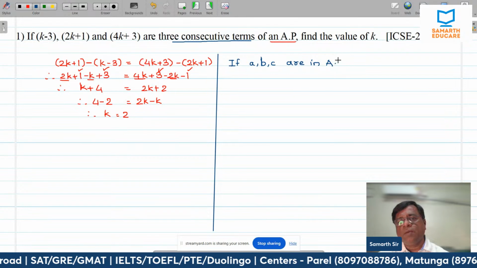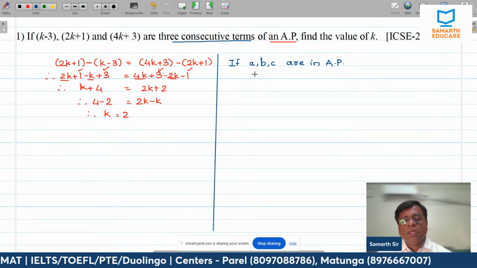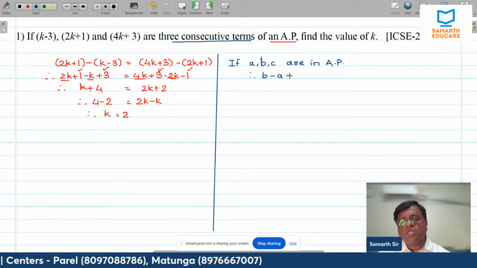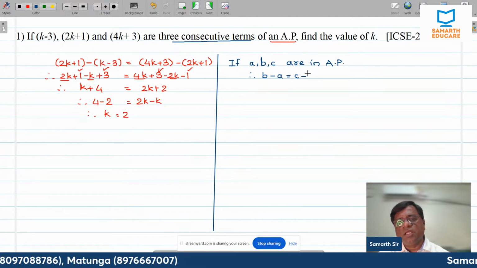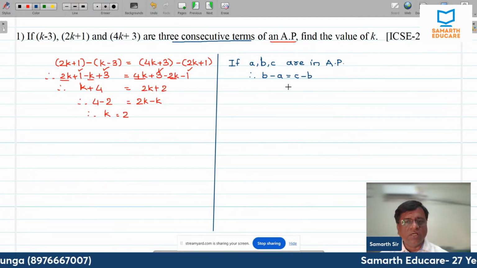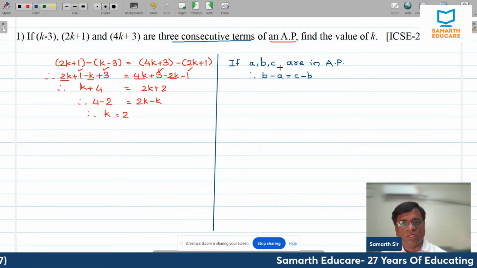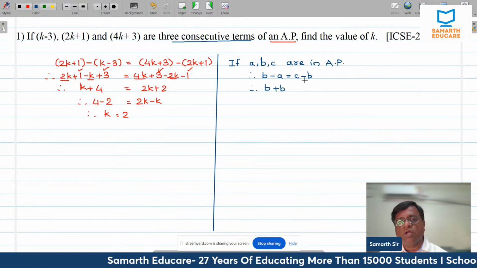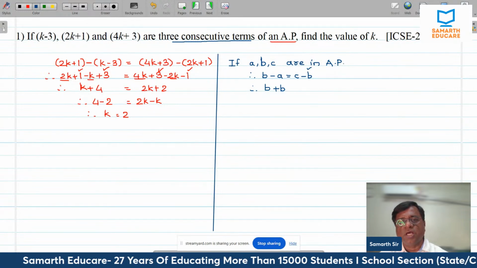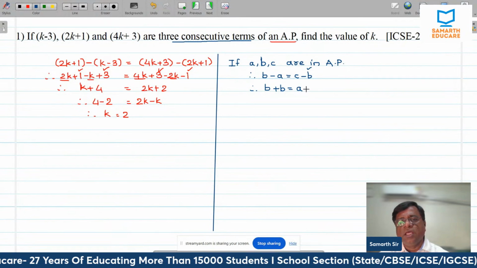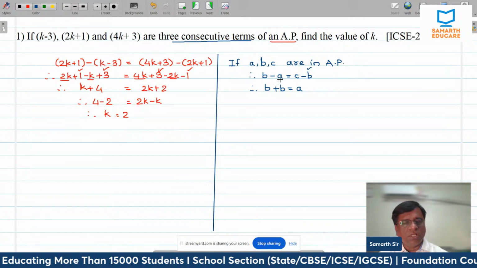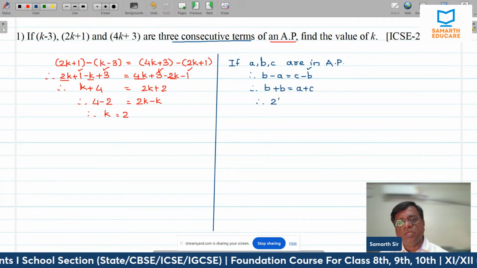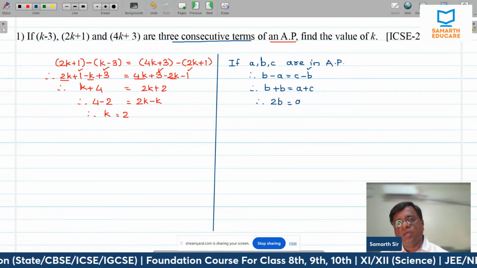Okay, now what happens is, B minus A is always equal to C minus B. That means the difference between the term and the previous term is constant. Now, if I take B from the right hand side to the left hand side, it becomes plus B. And if I take A from the left hand side to the right hand side, it becomes plus A. So it becomes A plus C. 2B is equal to A plus C.